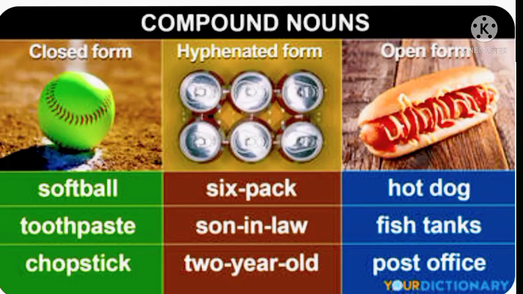We have compound nouns in three forms: closed form, hyphen form, open form. Under the closed forms, we write very close: softball, toothpaste, chopstick. Under hyphen, it is separated by using a hyphen: six-pack, two-year-old. Under open form, we make separate words: hot dog, fish tanks, post office. So these are examples of compound nouns.